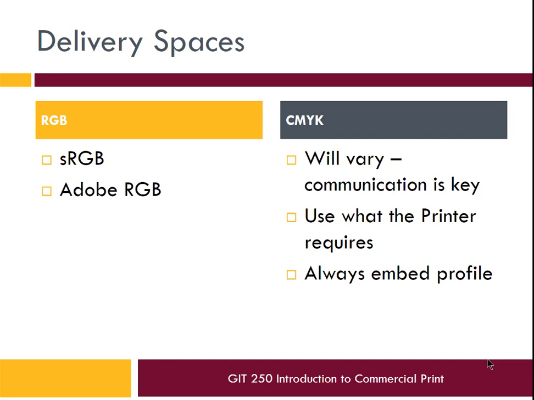Okay, so delivery spaces. This is where we've finished our document. We're going to send it to the web. We're going to use it online. We're going to use it on a TV or a digital device, or we're going to print it. We're going to choose a delivery space based on that output. sRGB, anything that's going to go to a screen, you're pretty safe with sRGB. Go ahead and embed that color profile, and you're good.